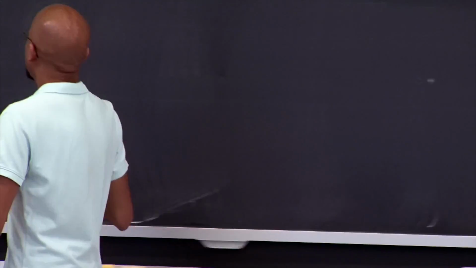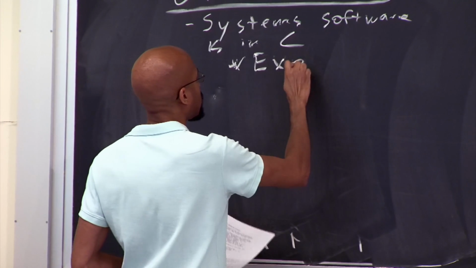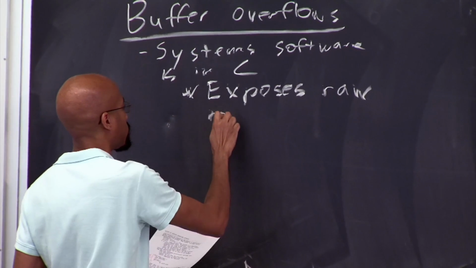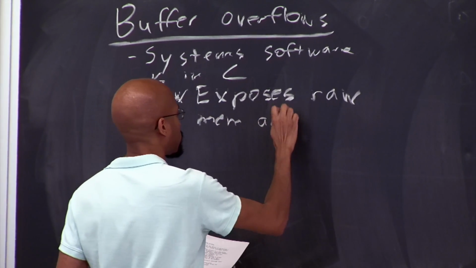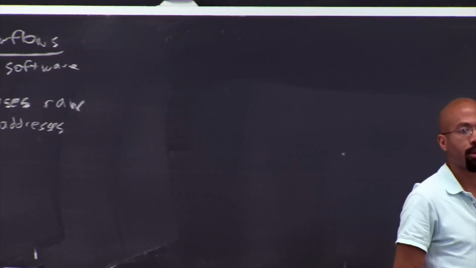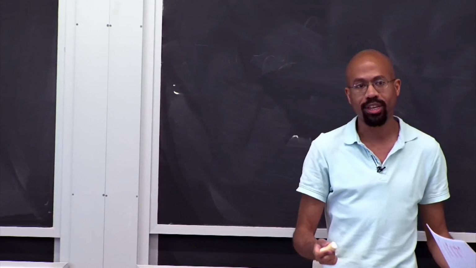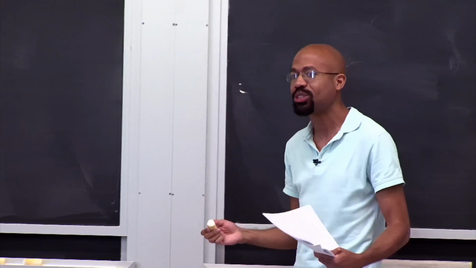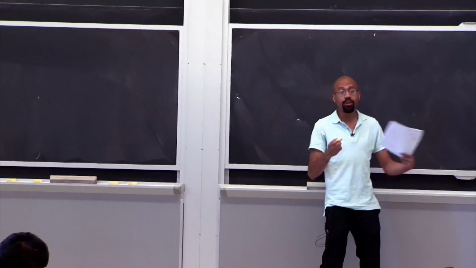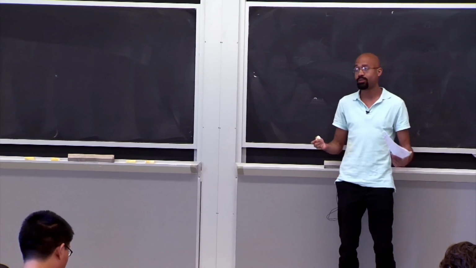Now, the problem with things being written in C is that C actually exposes raw memory addresses. Not only does it expose raw memory addresses, but it also performs no bounds checking when programs manipulate those raw addresses. As you can imagine, this is a recipe for disaster. So once again, why doesn't C check these bounds? Well, one reason is because the hardware doesn't do that. And people who write in C typically want the maximum amount of speed possible.